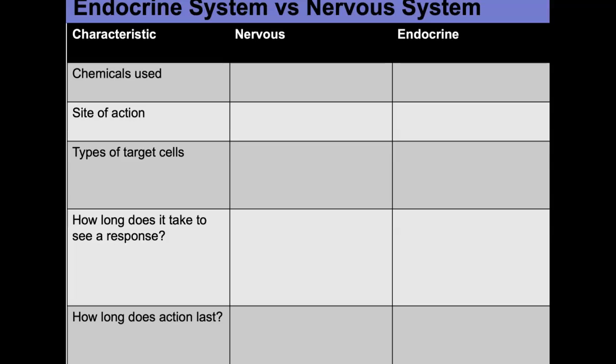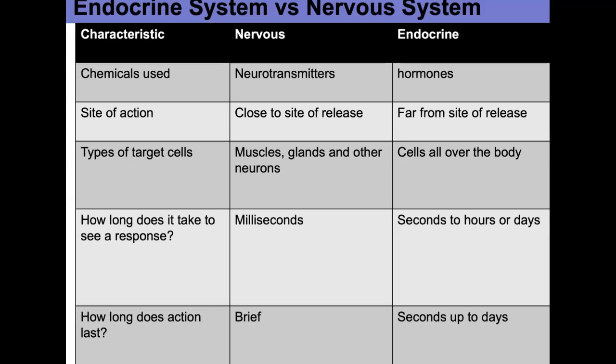All right, and so now take just a moment, now that we've been talking about the nervous system and the endocrine system, and see if you can compare these two systems with the chemicals that are used, how they act, the types of target cells, how long the response takes, and how long each action lasts. Like, is it short term or long term? So I would suggest that you pause this video and go ahead and fill in this chart. And so compare your chart to my chart.